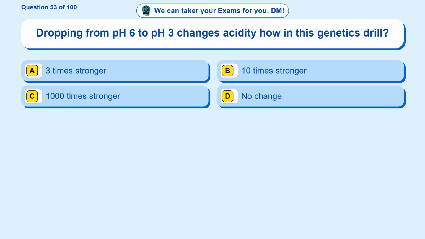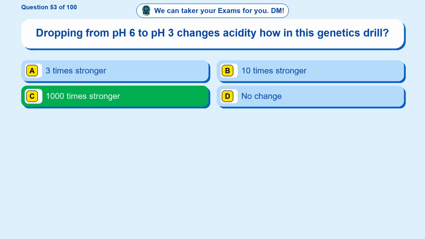Question 53. Dropping from pH 6 to pH 3 changes acidity how in this genetics drill? Option A 3 times stronger. Option B 10 times stronger. Option C 1000 times stronger. Option D. No change. The correct answer is option C.